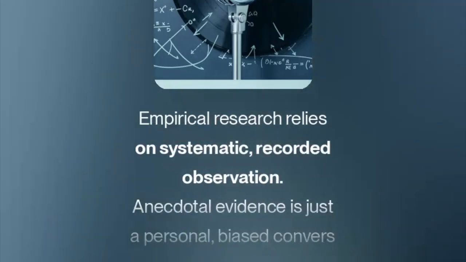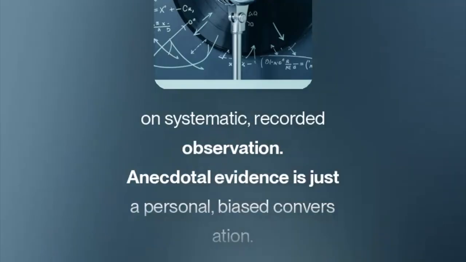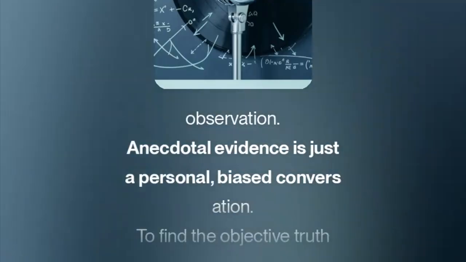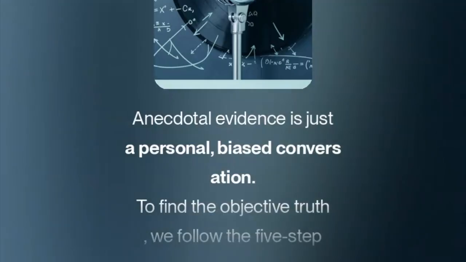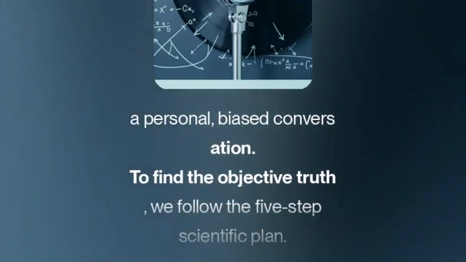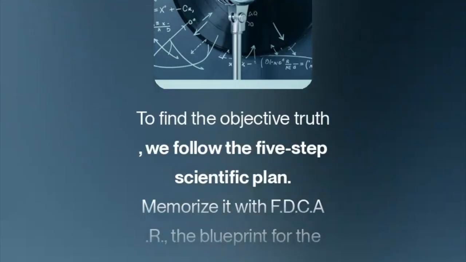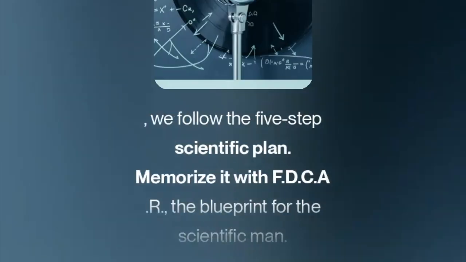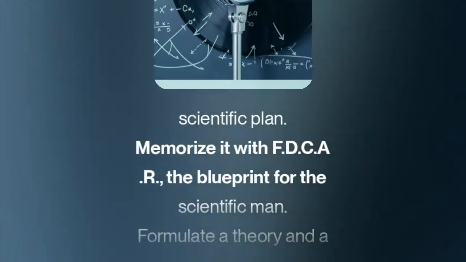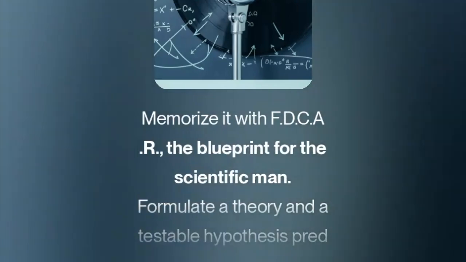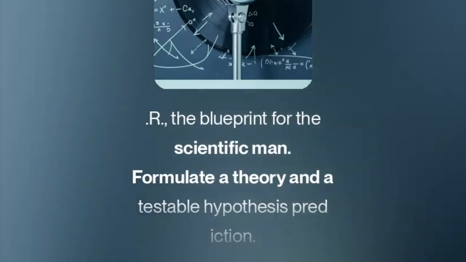relies on systematic, recorded observation. Anecdotal evidence is just a personal, biased conversation. To find the objective truth, we follow the 5-step scientific plan. Memorize it with FDCAR, the blueprint for the scientific man.